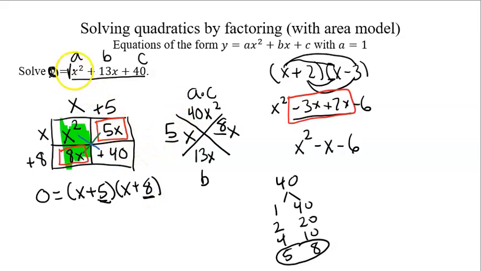The numbers that I use to complete my diamond here are the numbers in my factors. So when I have a value of a equal to 1, that's a trick. If I just come up with the numbers that multiply to equal a times c and add to equal b, those numbers go into the factors.